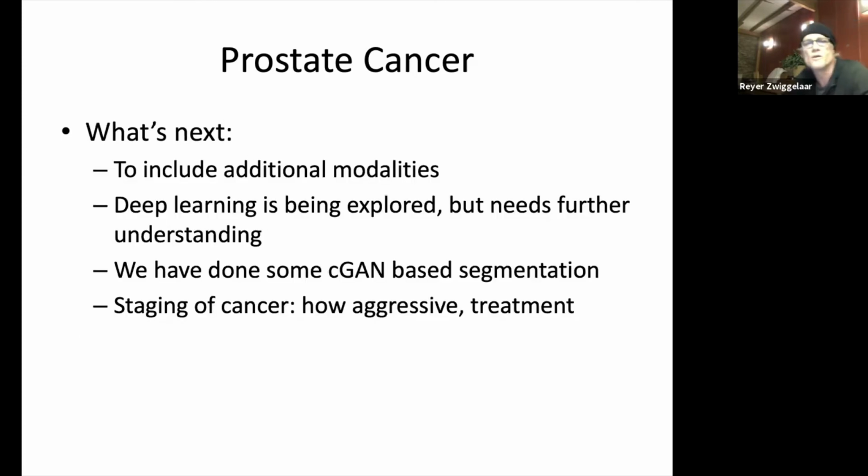What we hope to do over the next years is to continue with that trend of using additional modalities, but also further explore deep learning approaches and combine segmentation results. Bottom line for us is that we would like to use the segmentation results, and specifically the benign malignant segmentation results, to do staging of cancer. So how aggressive is a prostate cancer? And that informs treatment. So that is the way that things are going for prostate cancer at the moment, and that is what we are making our contributions to as well.